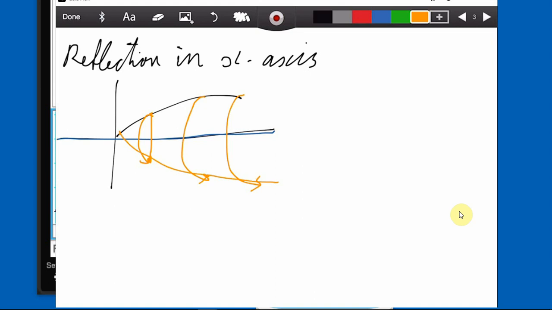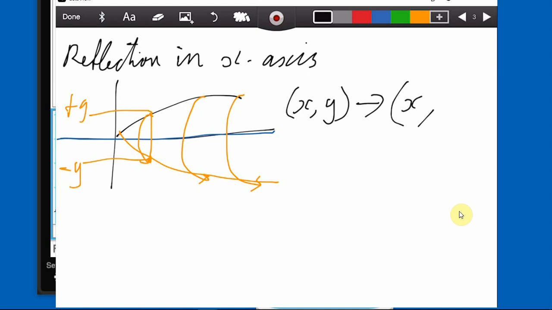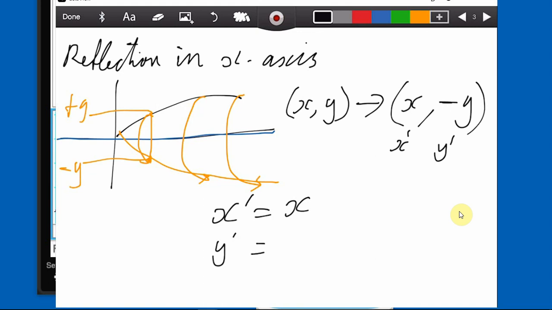So what changes? What changes is the y goes from there to there. So it's from some positive number to some negative number, and it's exactly the same number. So it's a plus y and that's a minus y. So in terms of our mapping transformation, our x stays as it is, but our y becomes negative. Remember, that's our image. So the old x and the new x are the same, and the image of our y is just the negative of the old one.